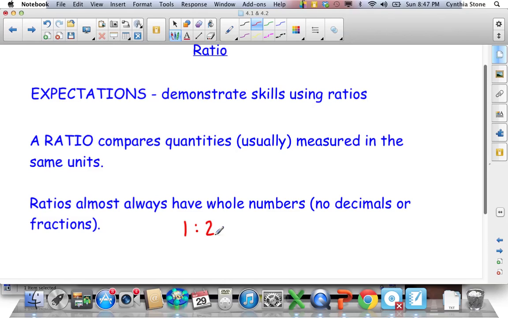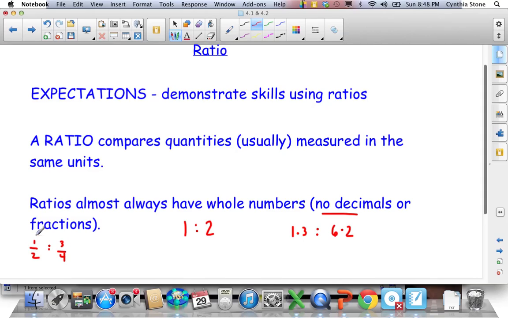Now, truthfully, when it says here it must always have whole numbers, no decimals or fractions, that means a proper ratio wouldn't be 1.3 to 6.2. Usually you would try to figure out how you could write those in whole numbers instead of decimals. And that's not really the point of this lesson, but that's what that term means here. The other thing you wouldn't expect to see is 1/2 to 3/4.